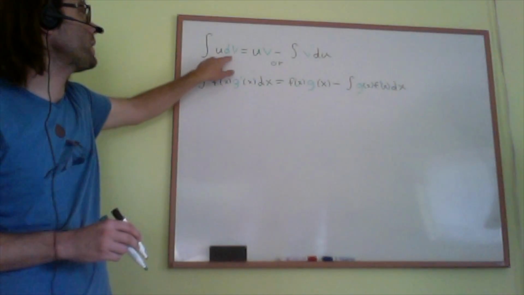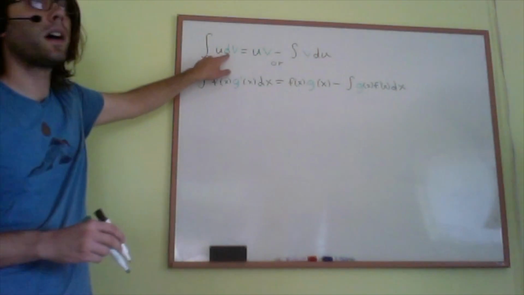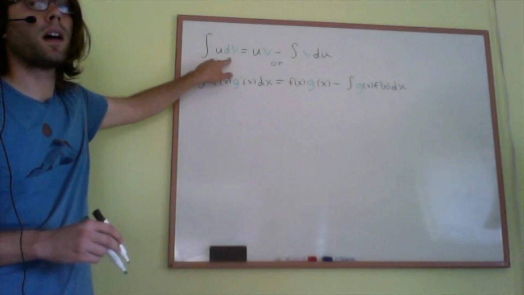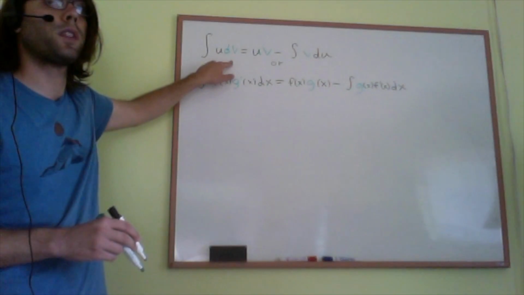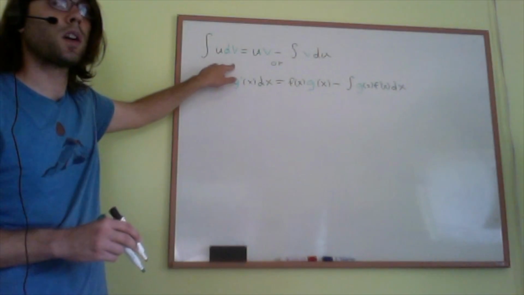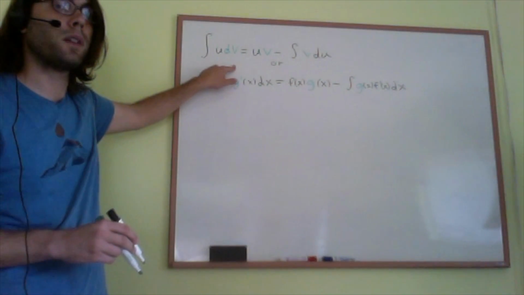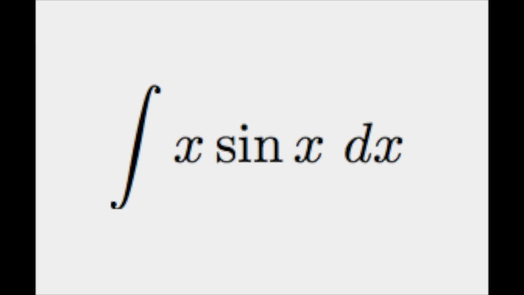Now over here your dv, or in this form your g prime of x dx, is stuff that doesn't become more complicated when you integrate it. So stuff like e to the x, sine x, cosine x, etc. Alright, let's do some examples. So for our first example, we have x times sine of x, and we would like to integrate that.